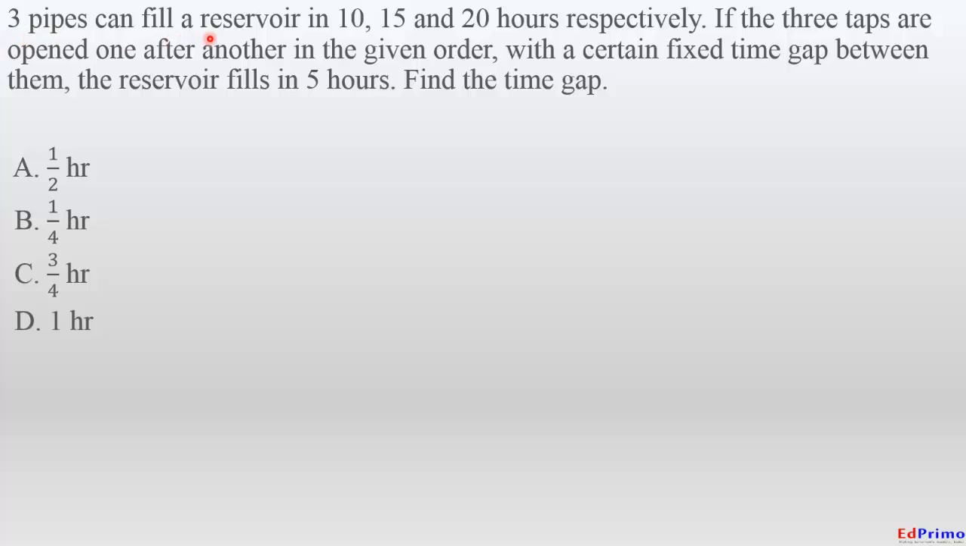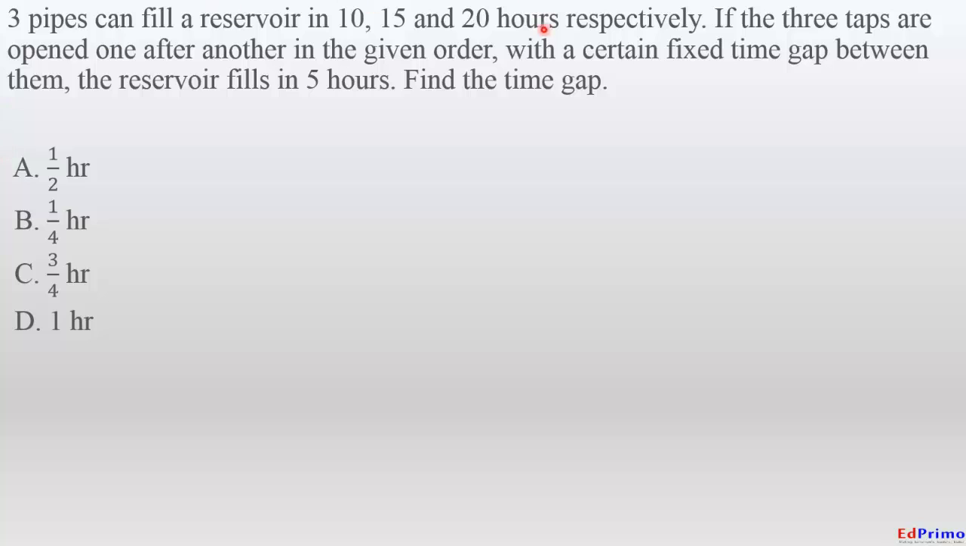Three pipes can fill a reservoir in 10, 15 and 20 hours respectively. If the three taps are opened one after another in the given order, with a certain fixed time gap between them, the reservoir fills in 5 hours. Find the time gap.